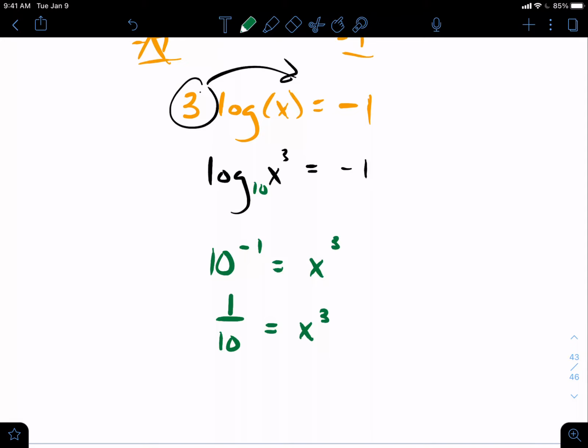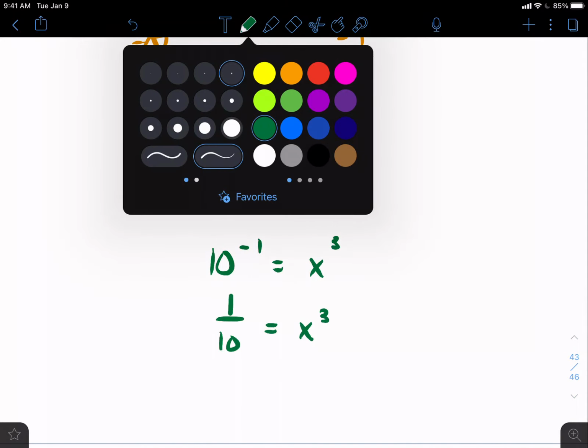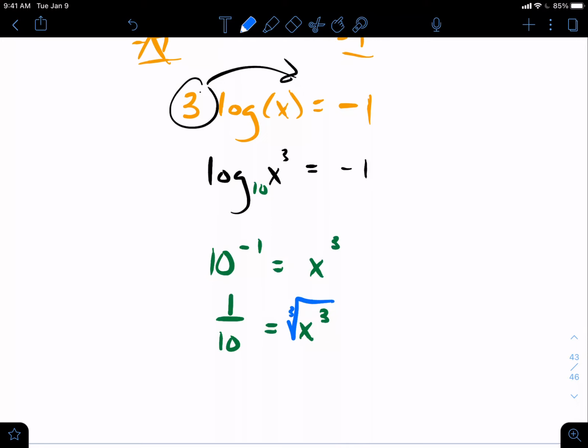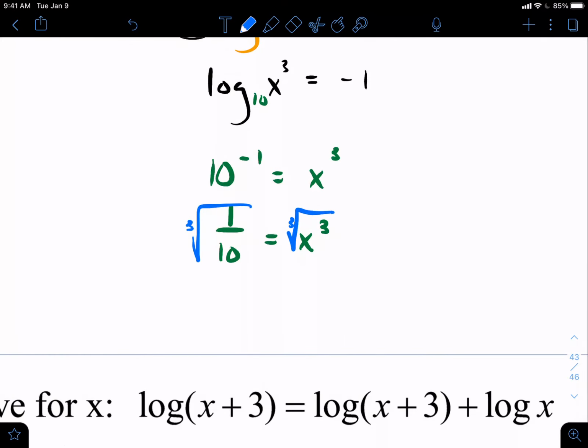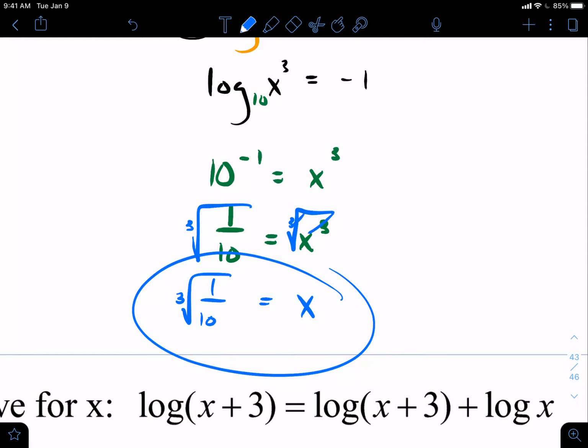And then, of course, to solve this, to undo cubing something, you need to take the cubed root of it. So taking the cubed root of both sides, I would end up with x being equal to, let's just call it the cubed root of 1/10. And we'll call that good enough. That is what x equals in this problem.